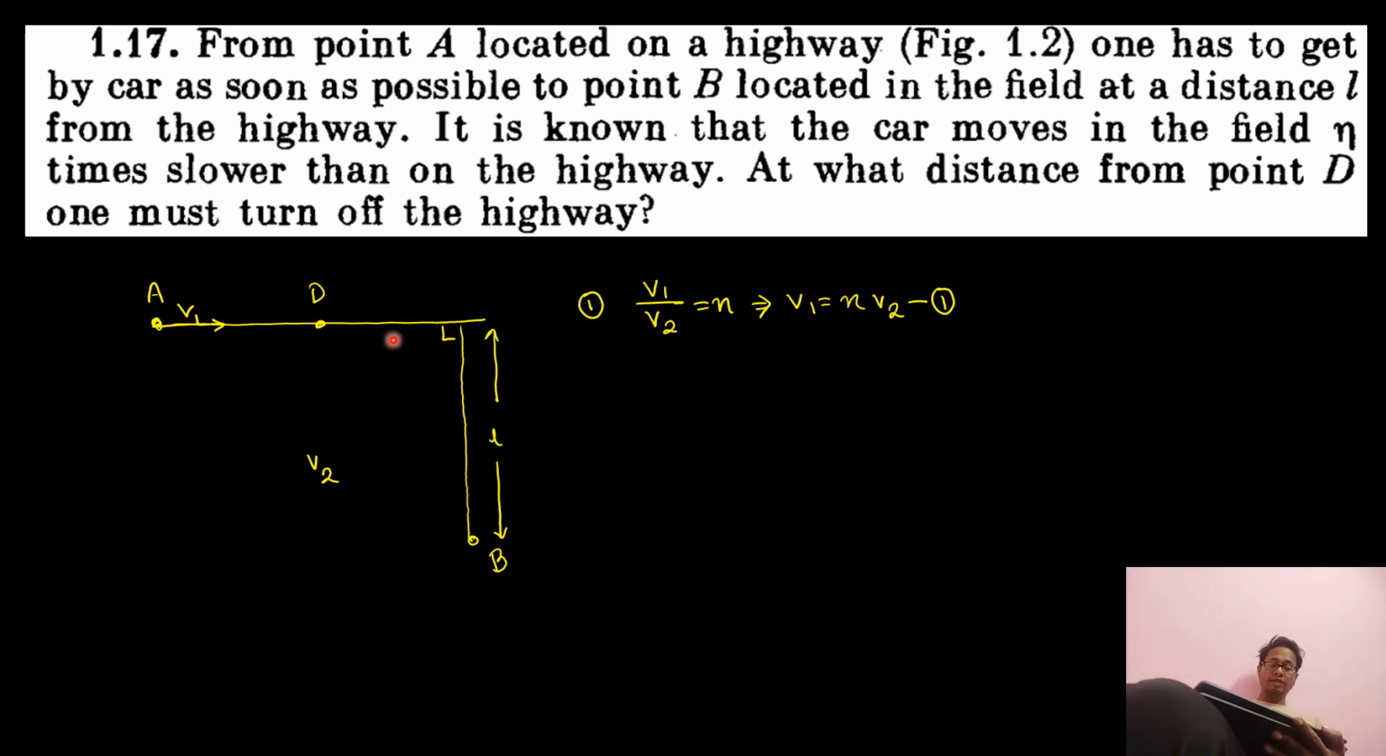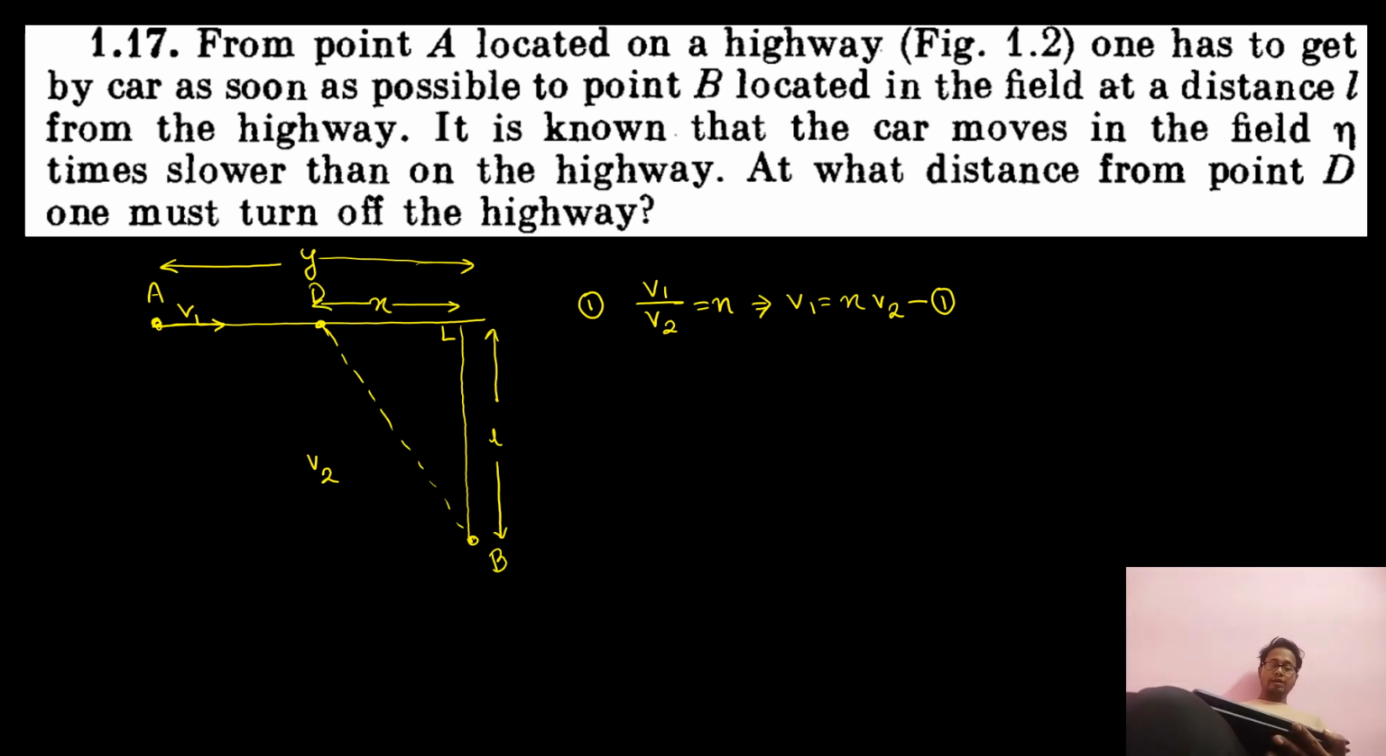So somewhere there must be an optimization in which he takes the turn to the field. Let that optimization be at point D. So at point D, he takes a turn and moves towards point B. Let this be a straight line. Now let this entire length of the path be y and this length of the path be x.